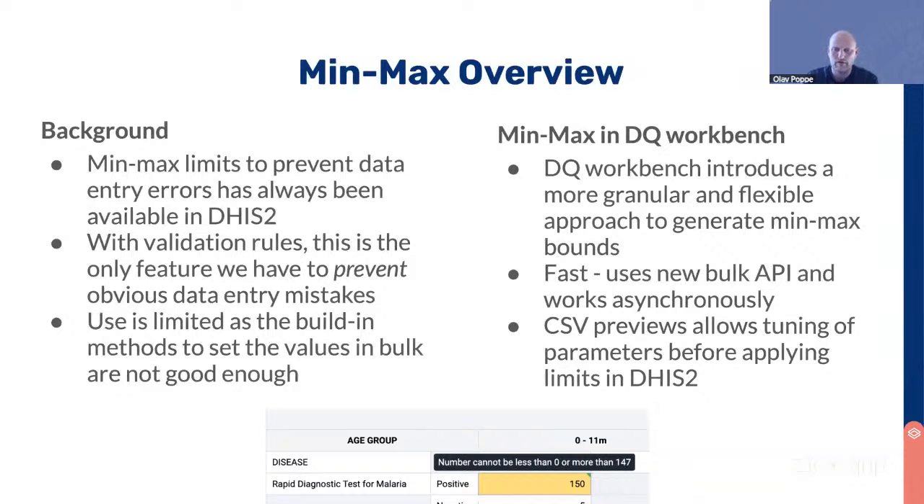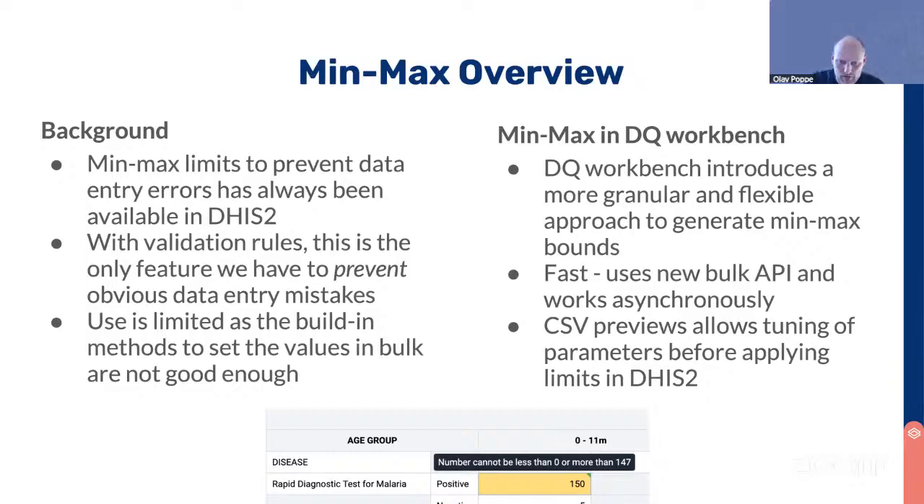If you enter a number in the data entry app which is outside that min-max limit, it will give you a warning to say that this is an unexpected number, basically. It still lets you save the value. It's still sent to the server, but there's a warning to the data entry user that something looks strange here. So together with the validation rules, this min-max functionality is really the only way to prevent data entry mistakes from happening in the first place.